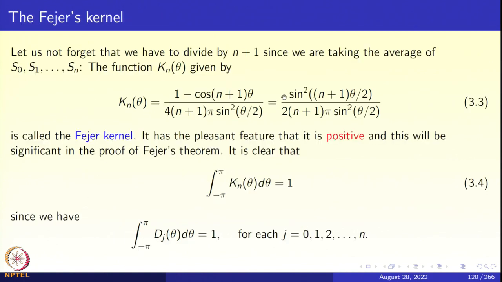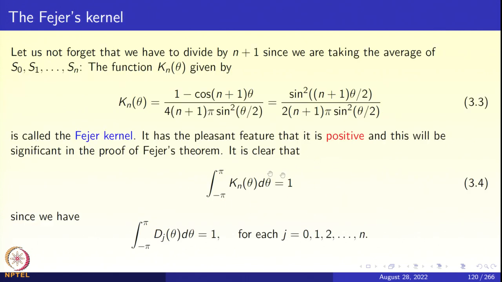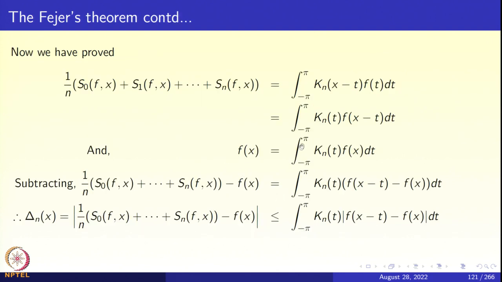So with 3.4 at our disposal and with the previous formula that we obtained, we shall continue to prove Fejer's theorem. We have proved that 1 upon n times s naught of f of x plus s1 of f of x plus and so on, s n of f of x, is equal to integral minus pi to pi k n of x minus t f of t dt. And I can do the usual change of variables, put x minus t equal to s, and I can write it as integral minus pi to pi k n t f of x minus t dt.